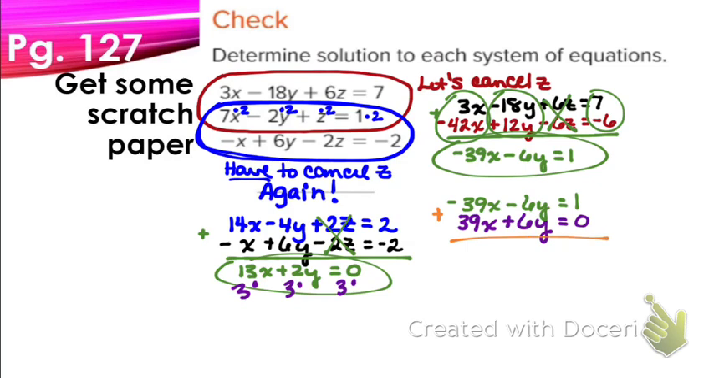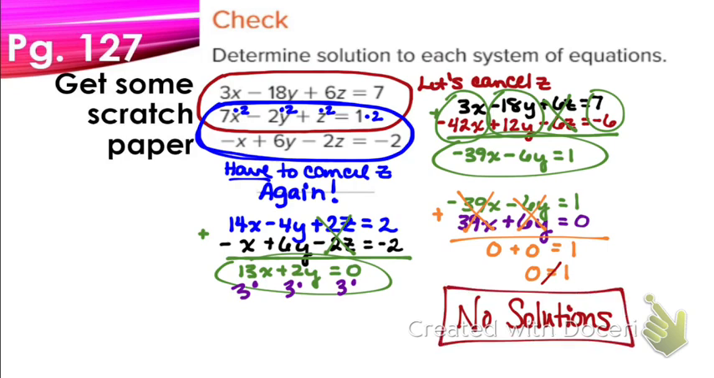What happens when I add these two together? This one cancels, this one cancels. Does the other side cancel? Is 0 equal to 1? No. So what does that mean? No solutions. All right.